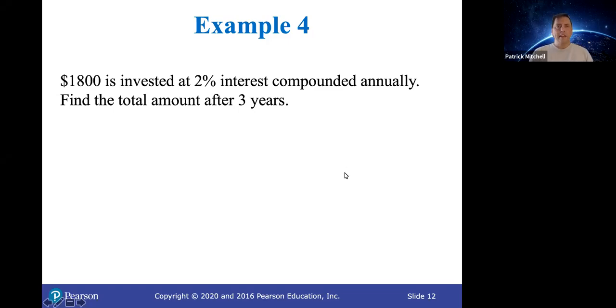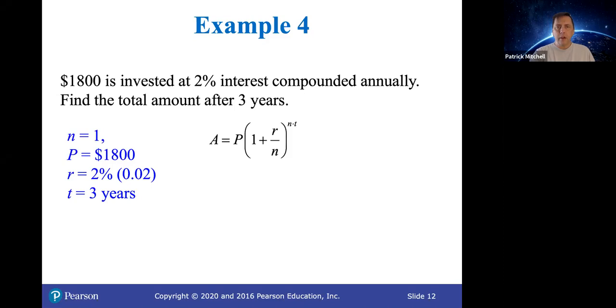All right, so as an example, if $1,800 is invested at 2% interest compounded annually, find the total amount after 3 years. So notice it says compounded, so we're going to use this formula. P, the principal, is $1,800. The interest rate R is 2%, which as a decimal is 2/100. T is 3, and N is 1, because compounded annually means 1 time per year.